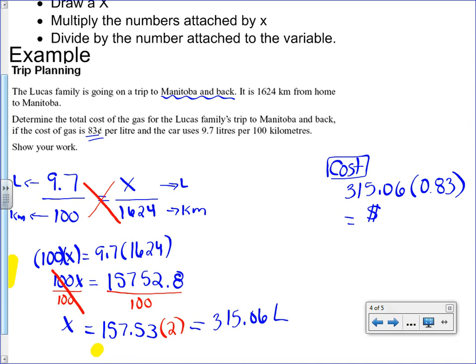261.49, approximately. Okay? So that is cross multiplication.